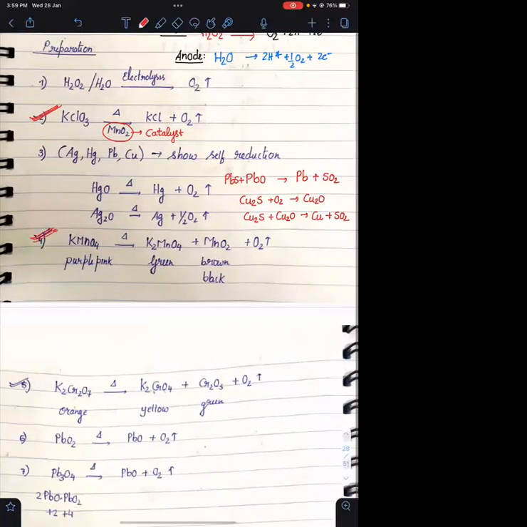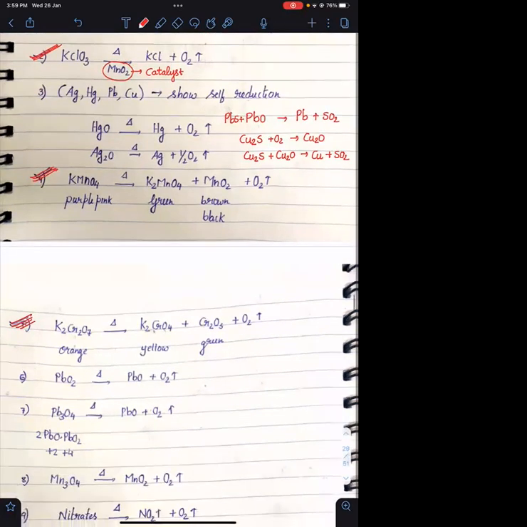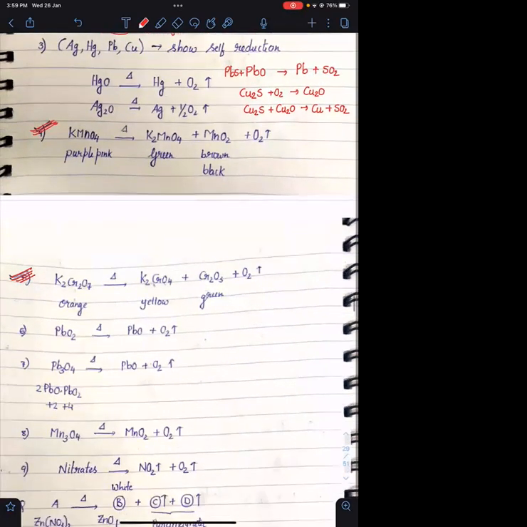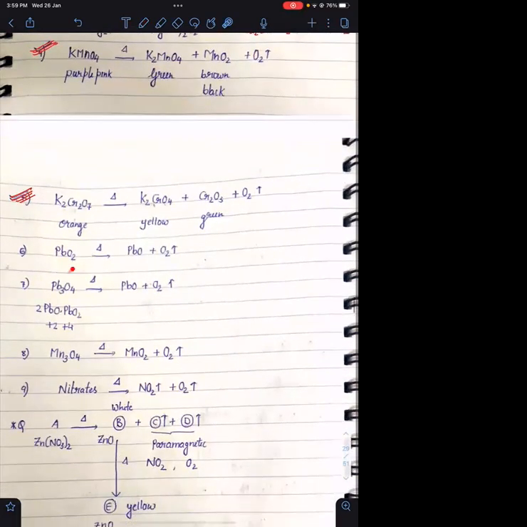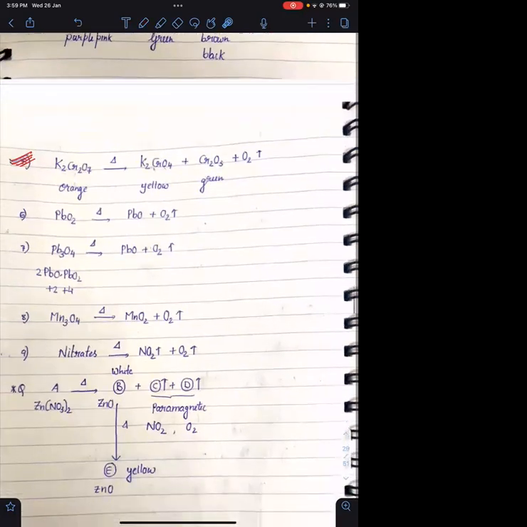Please remember them. Definitely, they will be in your sessions. In any of the sessions, you may expect this question. Next, heating of oxides. If metallic oxides are heated, they will convert into O2.